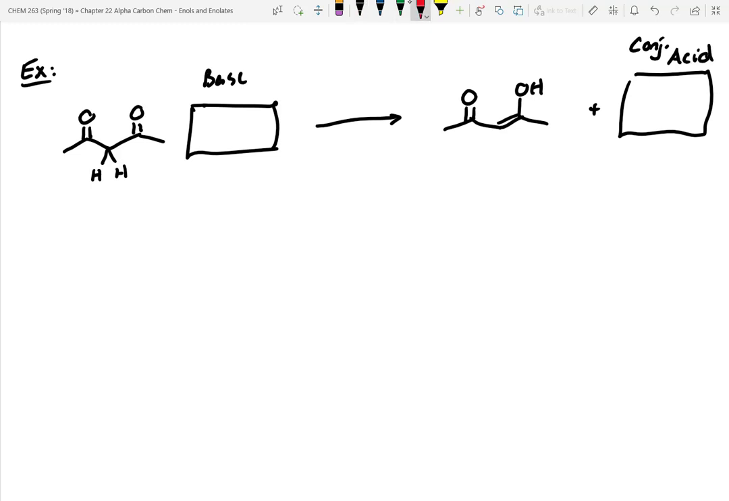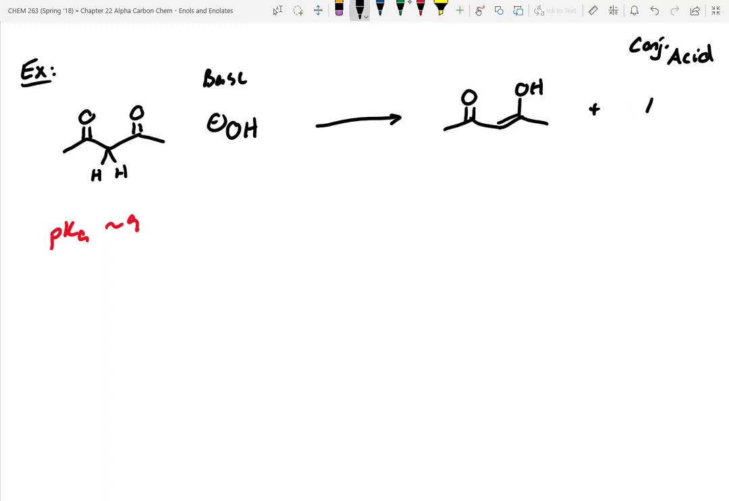Okay, and just like before, it's a really good idea to look up the pKa of your alpha protons. The pKa of these is approximately 9. So what do you think a really good cheap base would be to accomplish this? Water. Or hydroxide, right? Hydroxide would be the better one. Because water would be the conjugate acid. Does anybody remember the pKa of water? About 15? The pKa is about 14 to 15, depending on which table you look at.